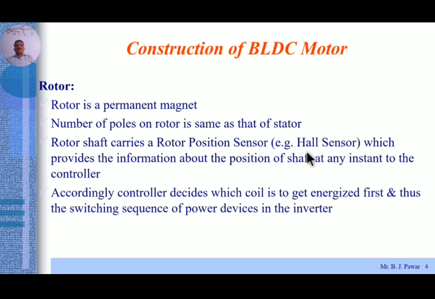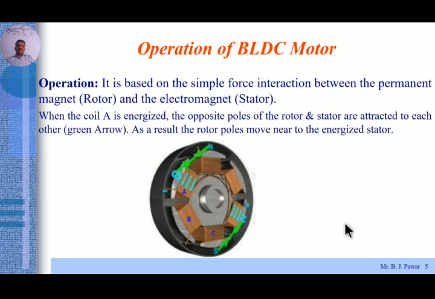For example, you might have studied this Hall sensor, which provides the information about the position of that shaft at any instant to the controller to produce the controlling signals, or we can say pulses, which tell which winding is to be excited first, right? So there is a need of this Hall sensor to find out the position of that rotor at any instant. Accordingly, that controller decides which coil is to get energized first, and thus the switching sequence of power devices in the inverter circuitry.